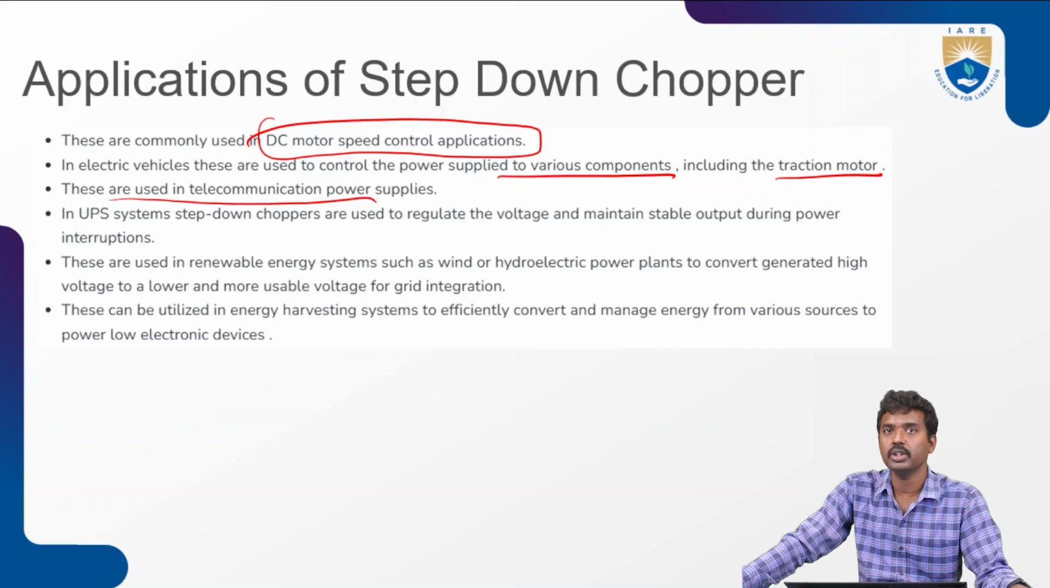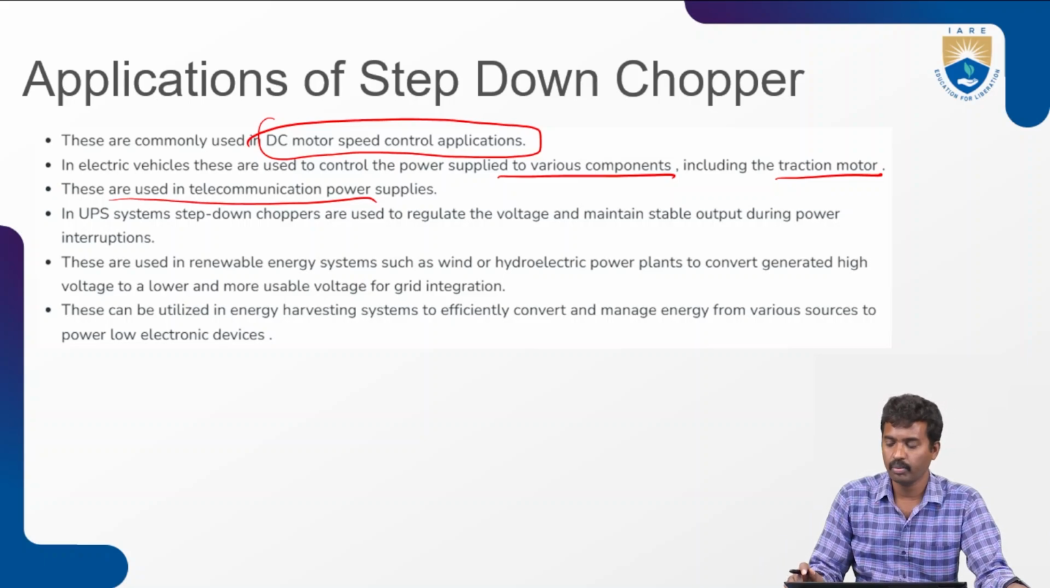And now, they are used in renewable energy systems, in hydro power plants and wind power plants, to convert generated high voltage to low, more usable voltage for grid integration. And next, they can be used in energy harvesting systems to efficiently convert and manage energy from various sources to low power electronic devices.